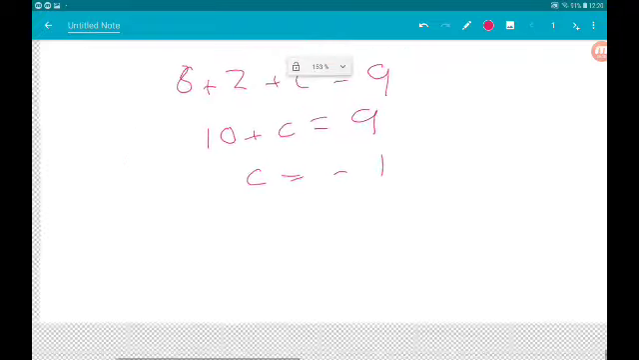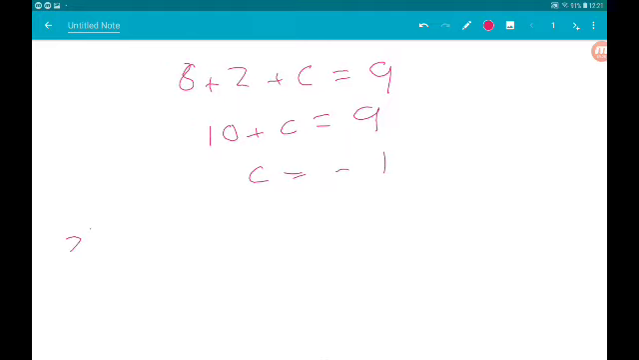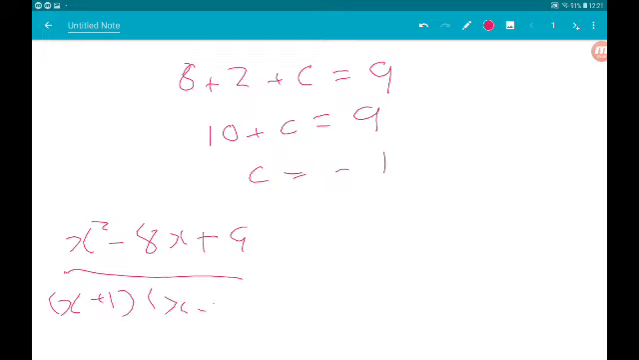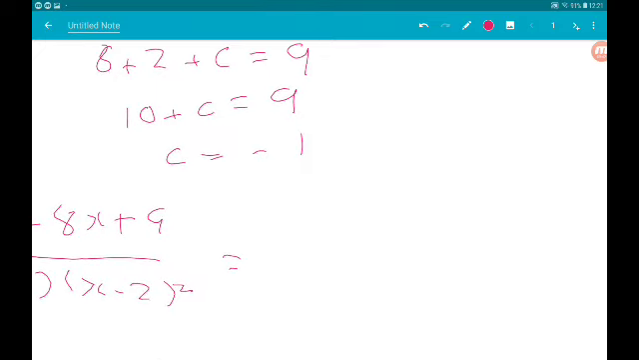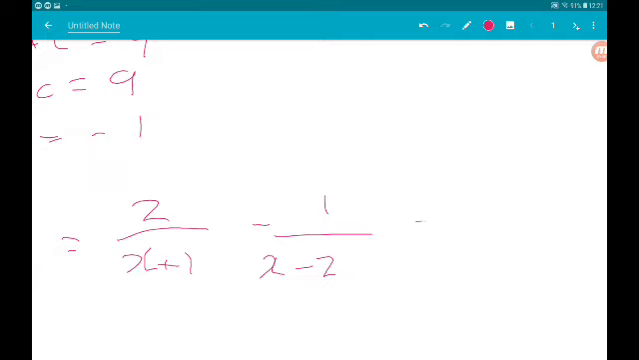So our final answer: (x squared minus 8x plus 9) over (x plus 1) times (x minus 2) squared is equal to 2 over x plus 1, minus 1 over x minus 2, minus 1 over (x minus 2) squared.